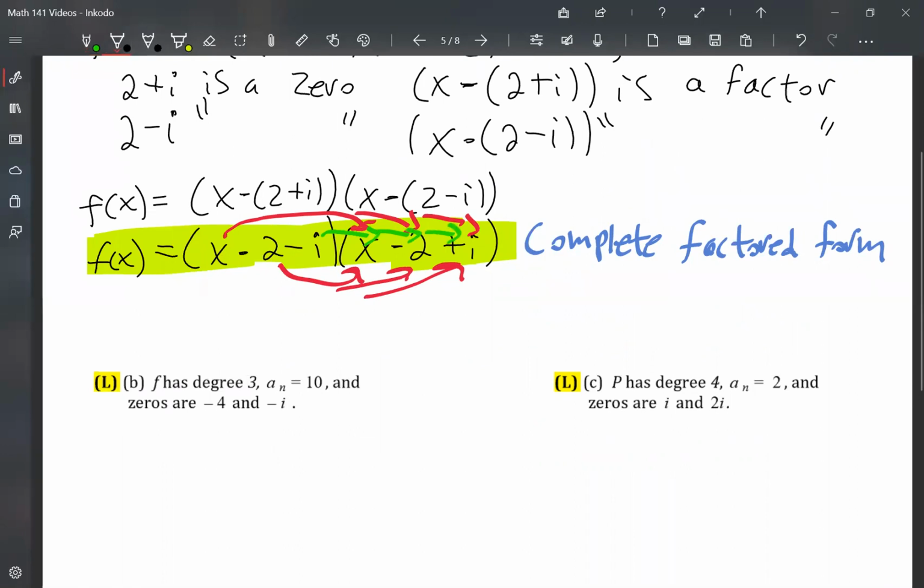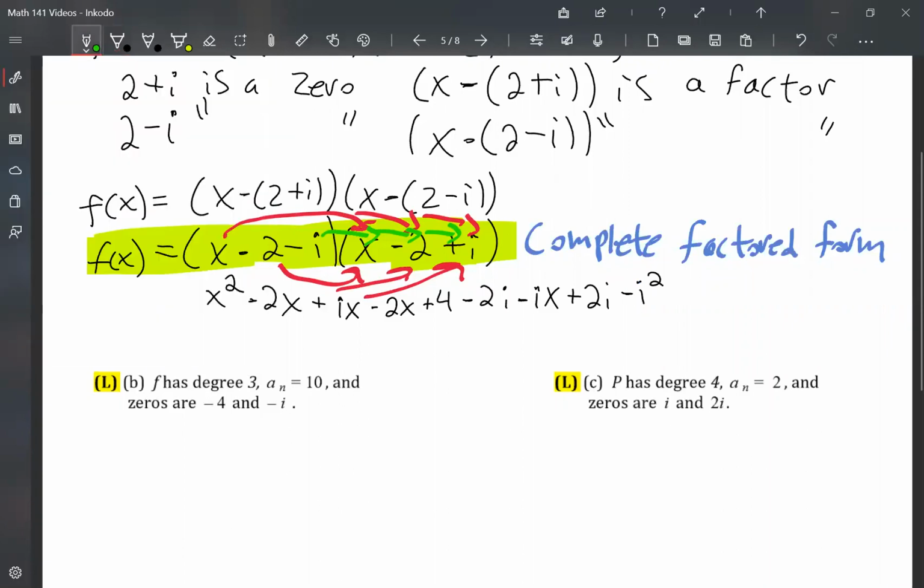So we have x times x is x squared, x times negative 2 is negative 2x, x times i is ix. Negative 2 times x is negative 2x, negative 2 times negative 2 is positive 4, negative 2 times positive i is negative 2i. Negative i times x is negative ix. Negative i times negative 2 is positive 2i. And negative i times positive i is negative i squared. Something interesting is going to happen there.